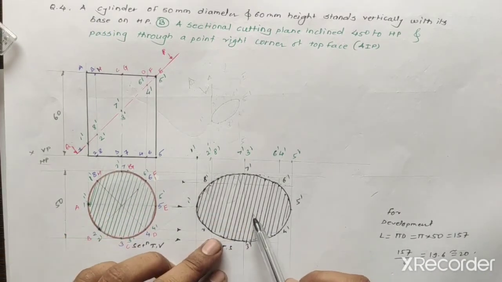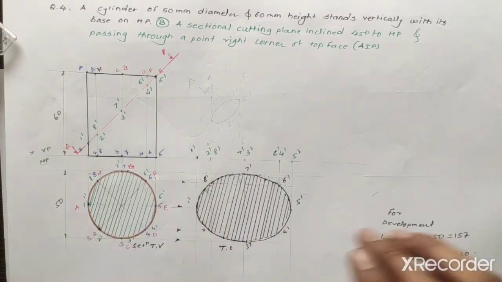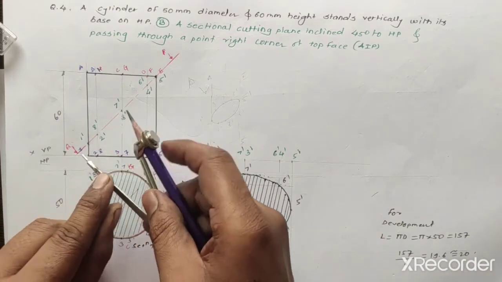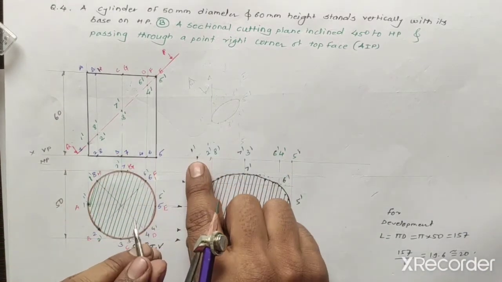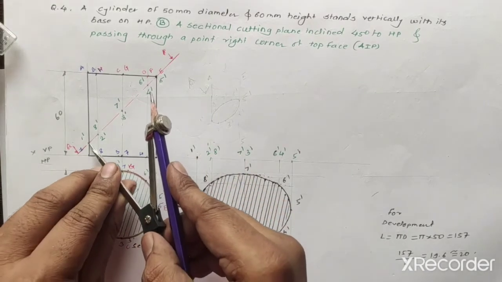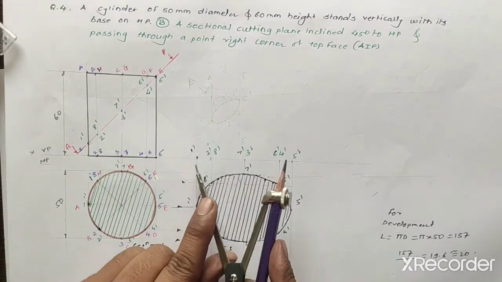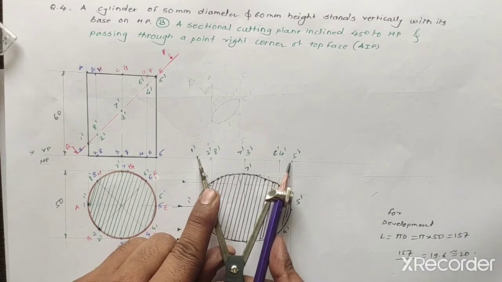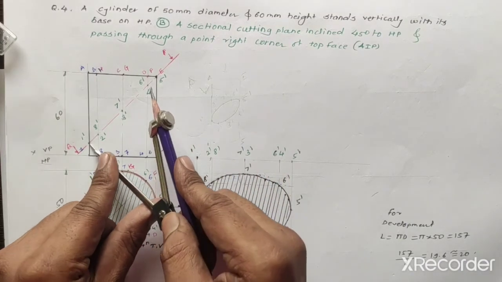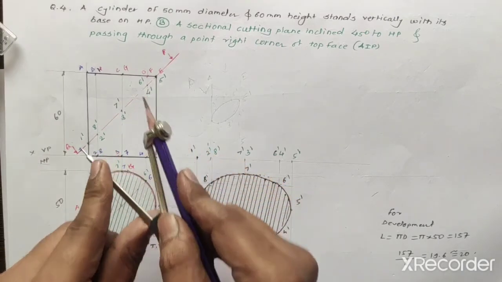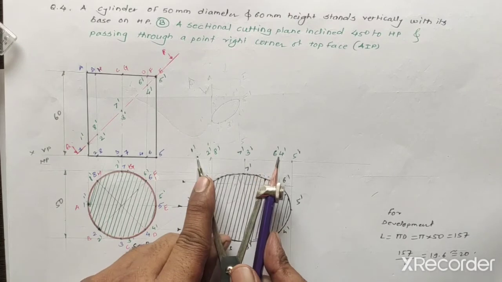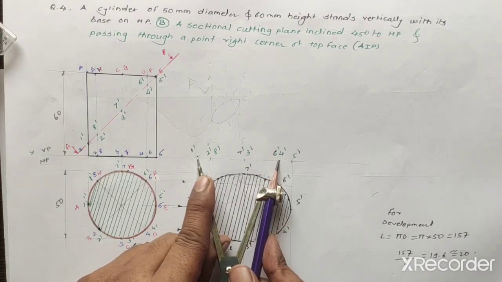Now, the true shape of section. For the true shape of section, take the distance from 1 dash to 5 dash, take this distance, mark 1 dash here on the XY line. Then take the distance from 1 dash to 5 dash, mark the 5 dash point here. Then take the distance from 1 dash to 6 and 4. Take this distance in compass, place the compass on 1 dash, mark the 6 and 4 points here.